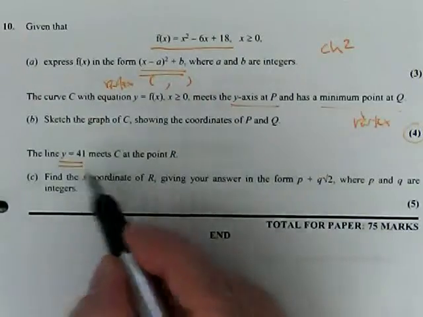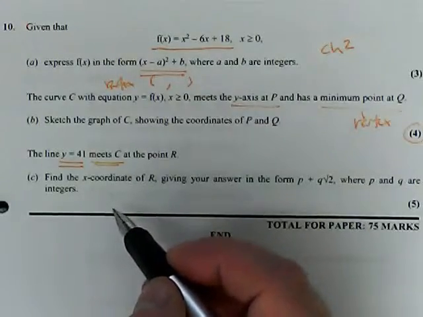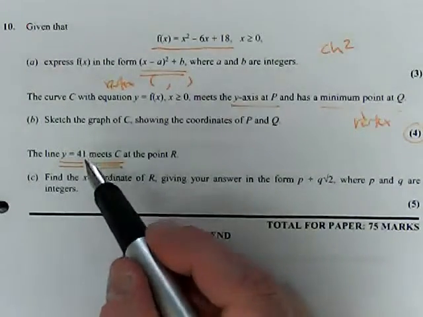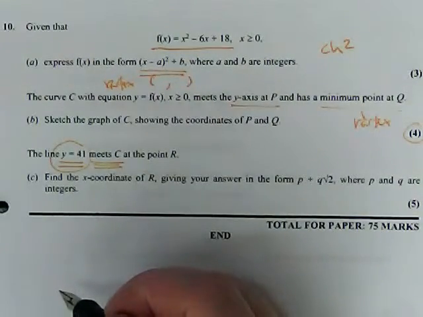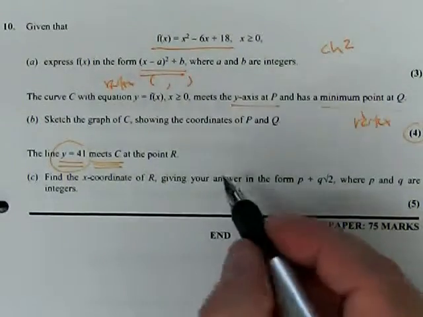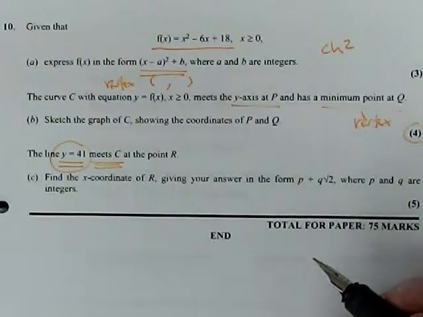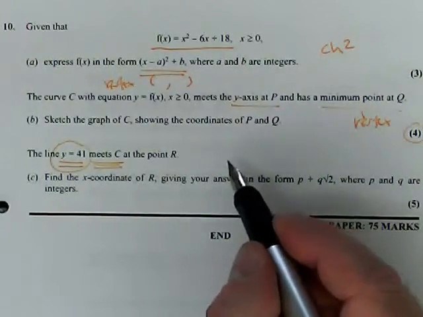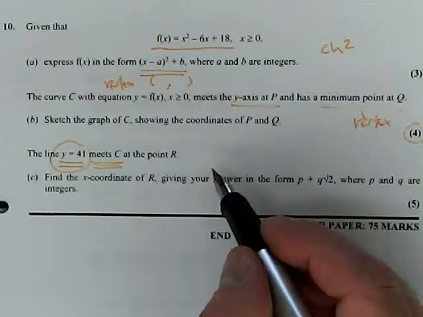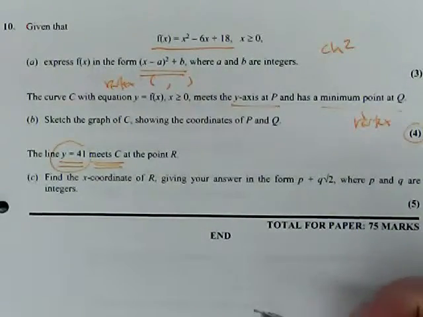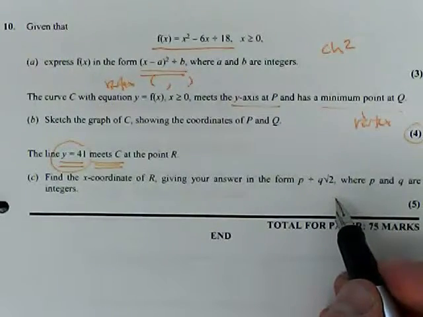And then the line y equals 41 meets C at the point R. So this is simultaneous equations, because it's an intersection. But just like the last simultaneous equations, one of the equations is just giving you a y value. So you just plug that y value into the other equation, solve, and you're going to get potentially 2 values for x. So if there are 2 values, there must be a reason for picking one rather than the other. And then we've got to find the x coordinate of R, giving your answer in this form.